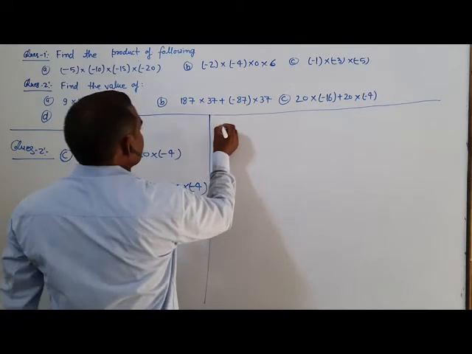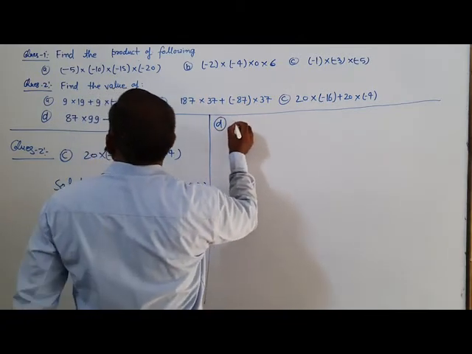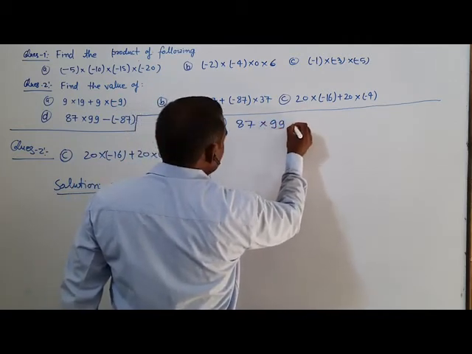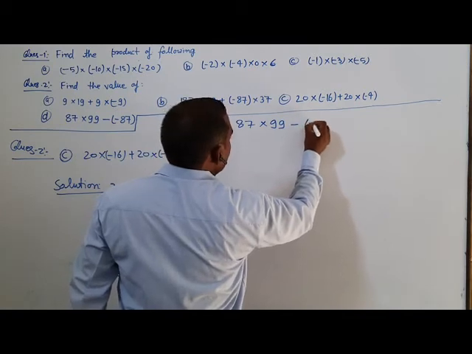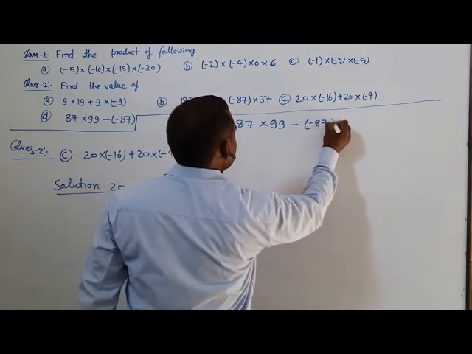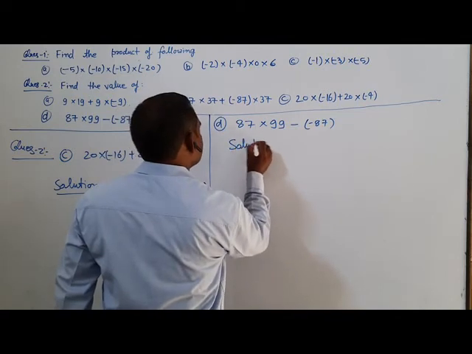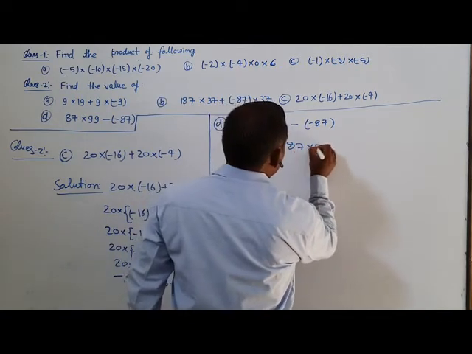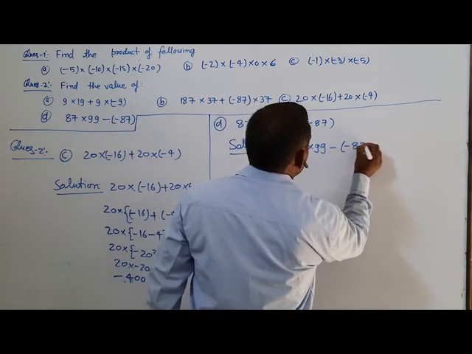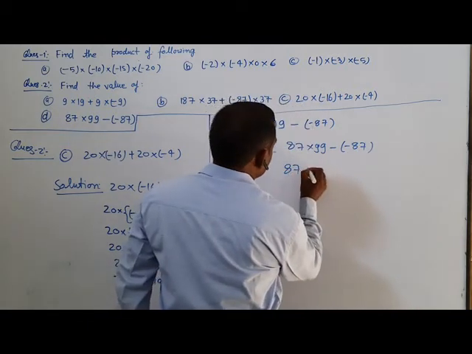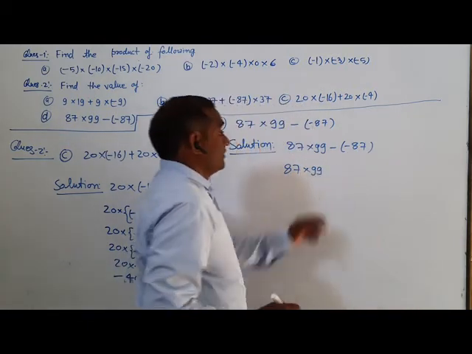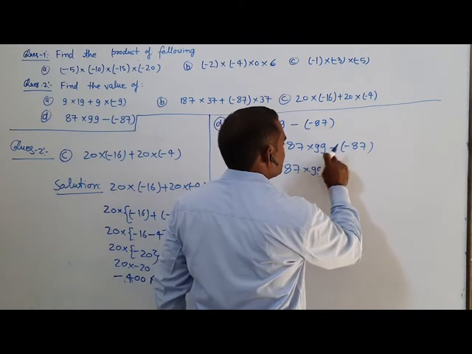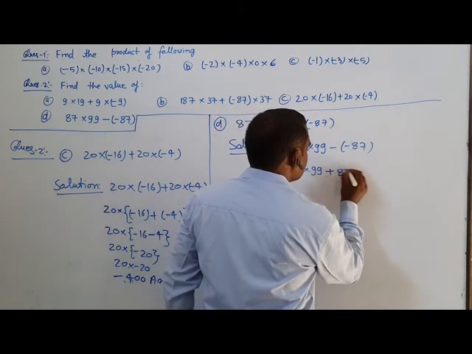Next, option D. D is 87 into 99 minus 87. Now start with 87 into 99 minus 87. Here we have to open the bracket. So the product of the same signs, minus and minus, will be positive, plus 87.